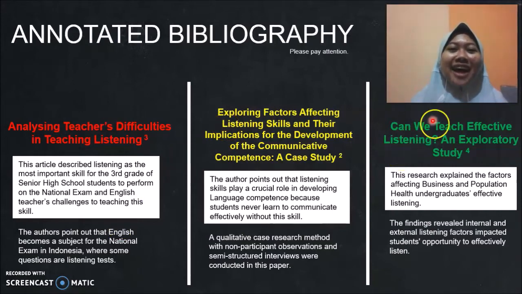Next to the third article, this research explained the factors affecting business and population health undergraduates' effective listening. A qualitative research method was employed in this research using open space technology and surveys managed 2 groups of the students in 2 majors. The finding revealed internal and external factors impacted students' opportunity to effectively listen.